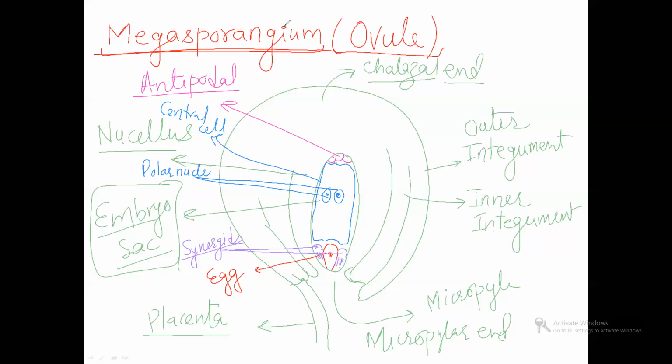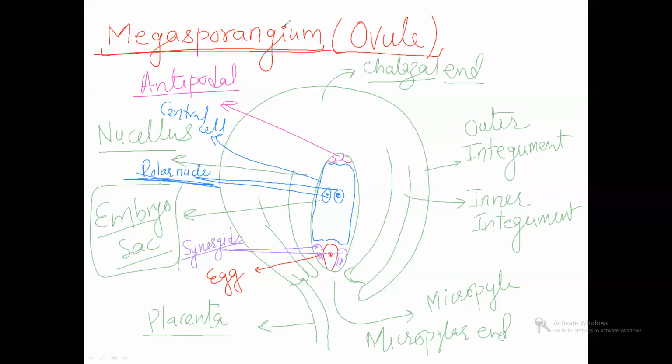The 7 cells are the egg cell, 2 synergids, 3 antipodal cells, and 1 central cell. The 8 nuclei are 1 nucleus of the egg cell, 2 nuclei in the 2 synergids, 3 nuclei in the 3 antipodal cells, and 2 nuclei in the central cell. So the central cell has 2 nuclei. Okay, don't forget this point. These are called polar nuclei. तो सेंट्रल सेल में 2 न्यूक्लियस होते हैं जिनको पोलर न्यूक्लियस कहा जाता है.